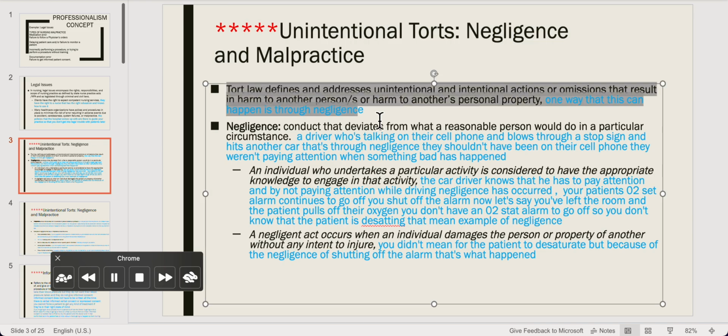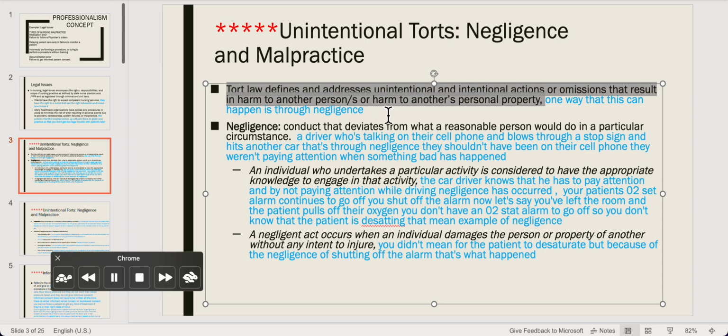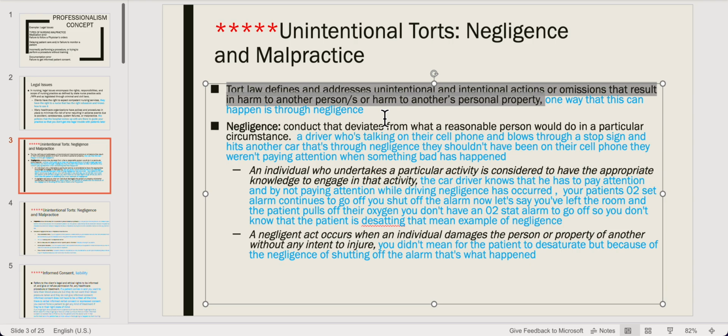Unintentional torts, negligence and malpractice. Tort law defines and addresses unintentional and intentional actions or omissions that result in harm to another person or harm to another's personal property.